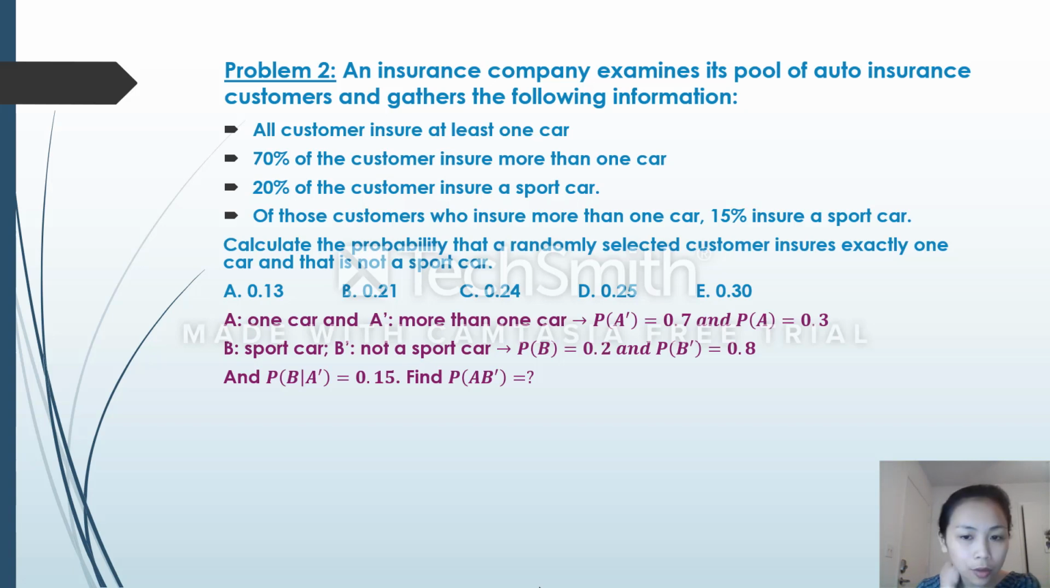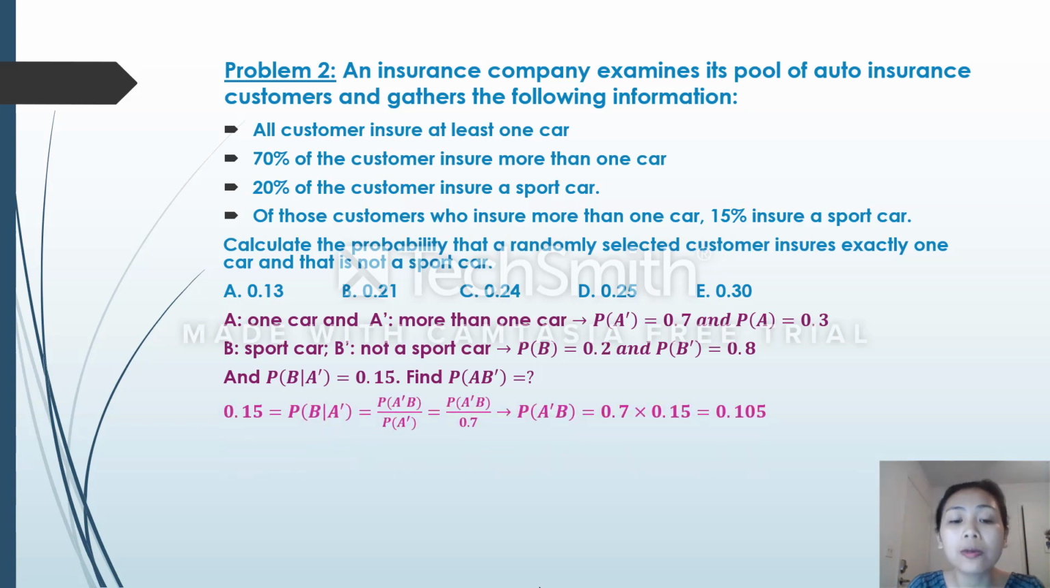Now let's take a look back. We have probability of A prime, probability of A, probability of B, probability of B prime, probability of B given A prime, and we need to find probability of A and B prime. By the last piece of information, probability of B given A prime, we use conditional probability: probability of A prime and B over probability of A prime. Since probability of A prime is given, it's easy to find probability of A prime and B, and we found it is 0.105.